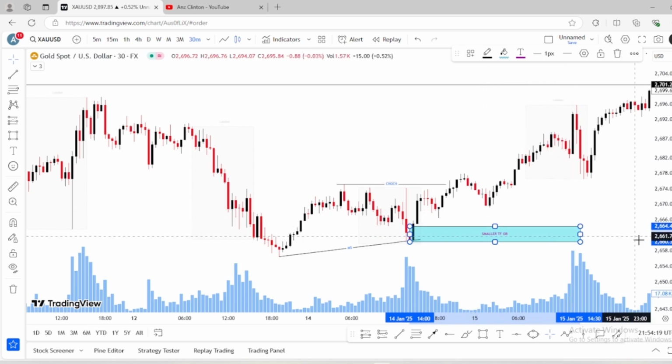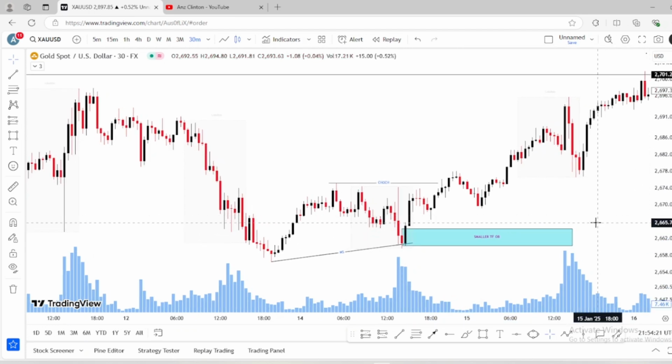This is the OB. Okay, so where is the fair value gap going to be? The fair value gap is going to be in between the zone. Okay, that is the first and the third candle.